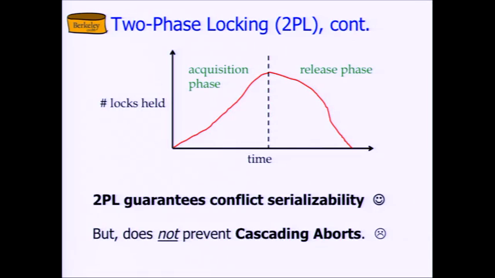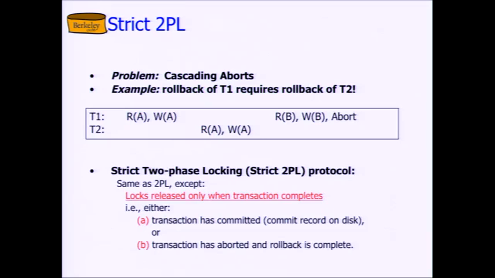All right. So we'll talk more about deadlock in a sec, but first let's talk about cascading aborts. So 2PL does guarantee conflict serializability, but there's this thing called cascading aborts. So it's a pretty straightforward thing to understand. Let's look at an example. The problem is that when you abort one transaction, you have to abort other transactions as well. That's why it's called cascading aborts. So look at this. T1 reads A and writes A. T2 reads A and writes A. Note that what T2 has read is the value that T1 wrote, right?